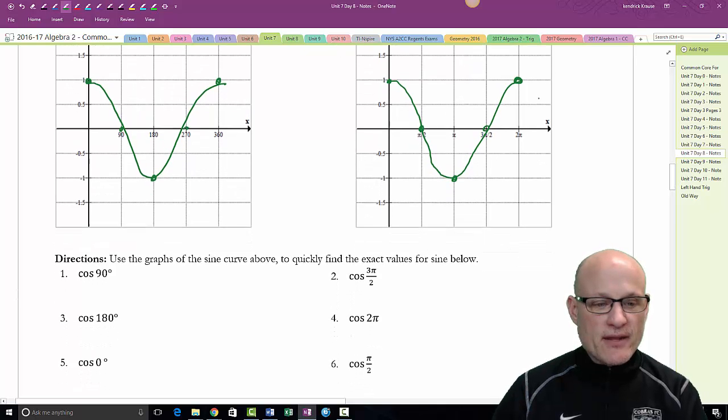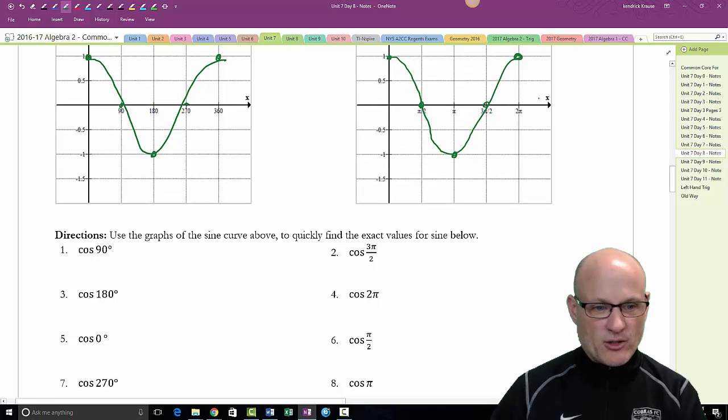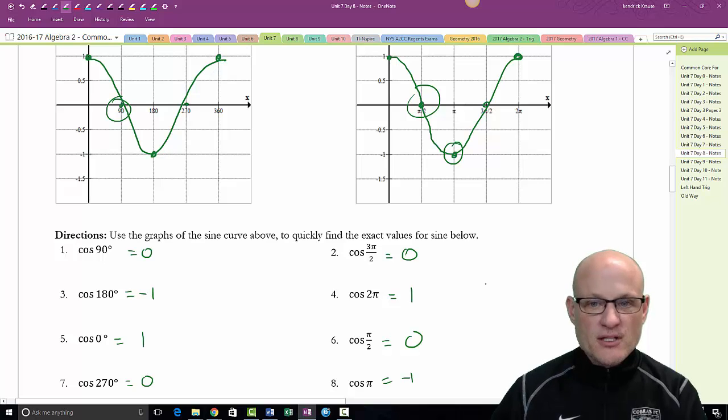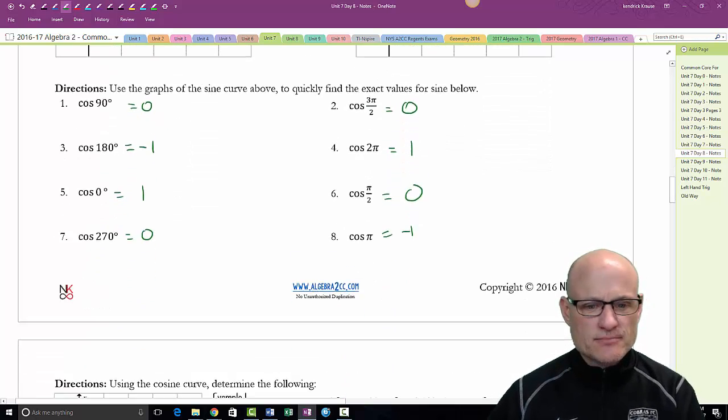All right. And then these, you should be able to fill in rather quickly. The cosine of 90 is equal to 0, just based on the graph. Cosine of 180 is negative 1. The cosine of 0 is 1. The cosine of 270 is 0. The cosine of 3 pi over 2 is 0. The cosine of 2 pi, just based on the graph, is 1. The cosine of pi over 2, I mean, just take a look. Pi over 2, cosine 0. Cosine of pi, negative 1. That's simple stuff. You guys can handle that.